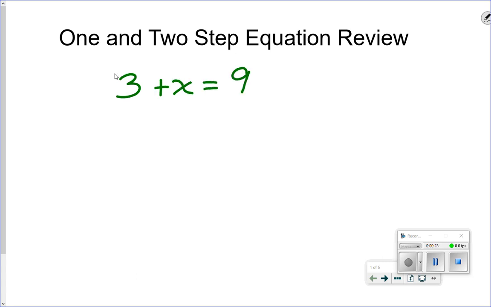So if we have a problem like this where we have a positive 3 plus x, to get rid of it, we always do the opposite operation. My goal is to get x by itself on all equations, no matter how big or small they are. My goal is to have x equals and then something. That's how I know what x is. So in order to do that, I need to get rid of this 3. And I do that by subtracting 3 from both sides. So in this case, x equals 6.